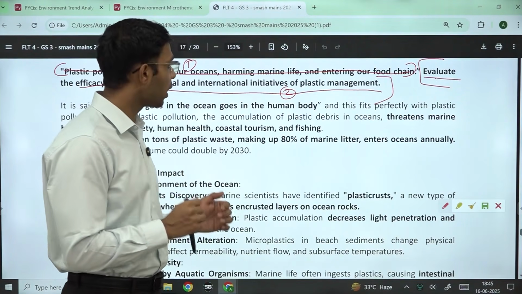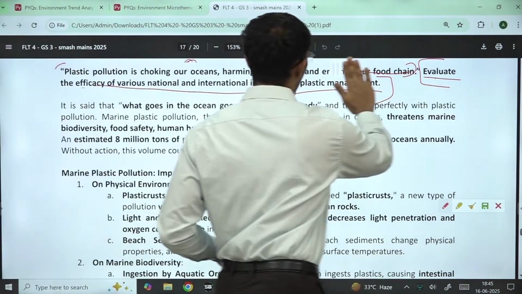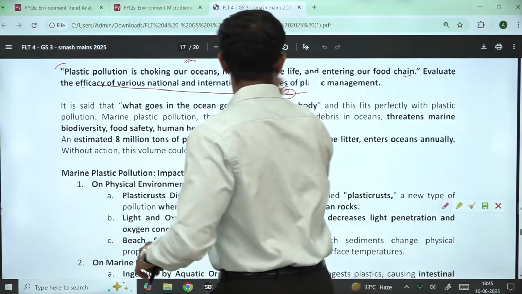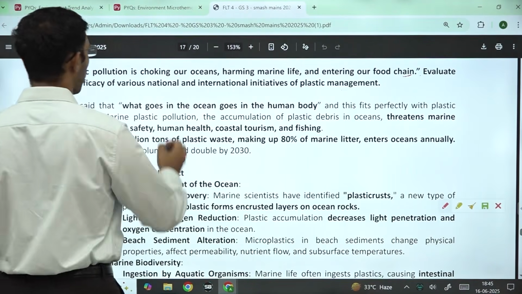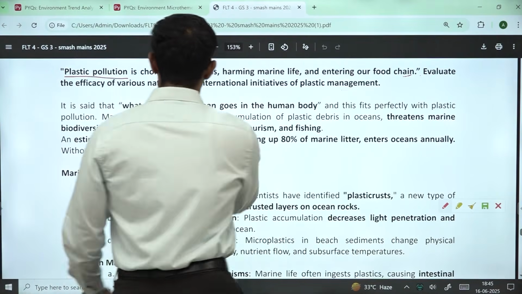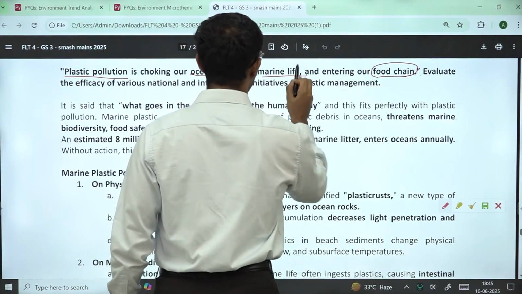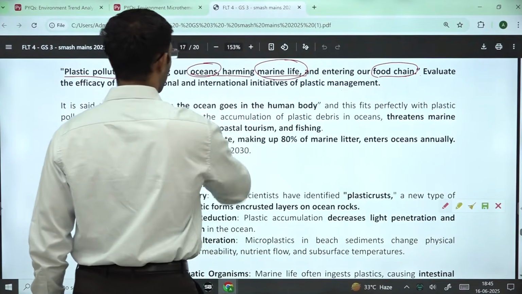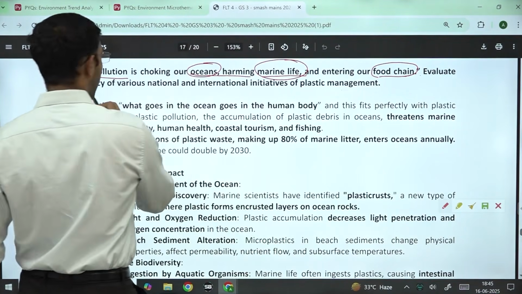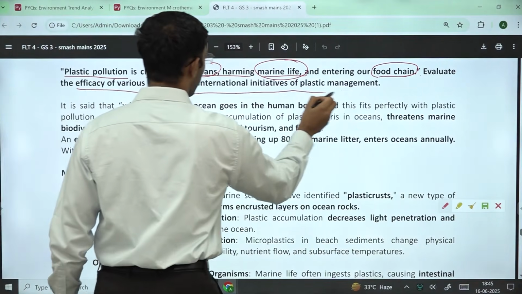Now look at the answer that I've written based on the second aspect, right? So that is how you would go about answering this question. Plastic pollution is choking our oceans, and so on. Okay, so plastic pollution is the main aspect here. Our oceans are being choked, it's harming the marine life and food chain. Food chain, marine life, oceans. And now we have to evaluate the efficacy of various national and international initiatives of plastic management.